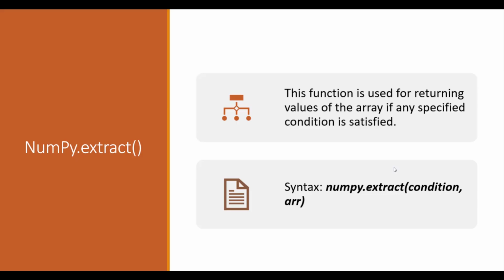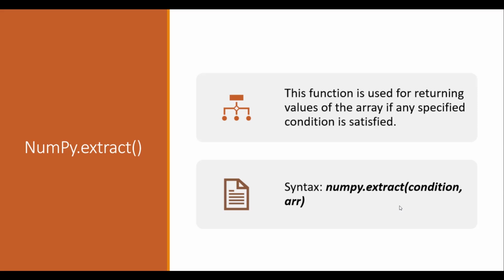So our last function is numpy.extract. This function is used for returning values of the array if any specified condition is satisfied, and this function is available in the numpy package module. Here is the syntax of numpy.extract function. Within this function, there are two parameters. The first parameter is condition. This will be an array-like boolean, and the array parameter shows the input array.